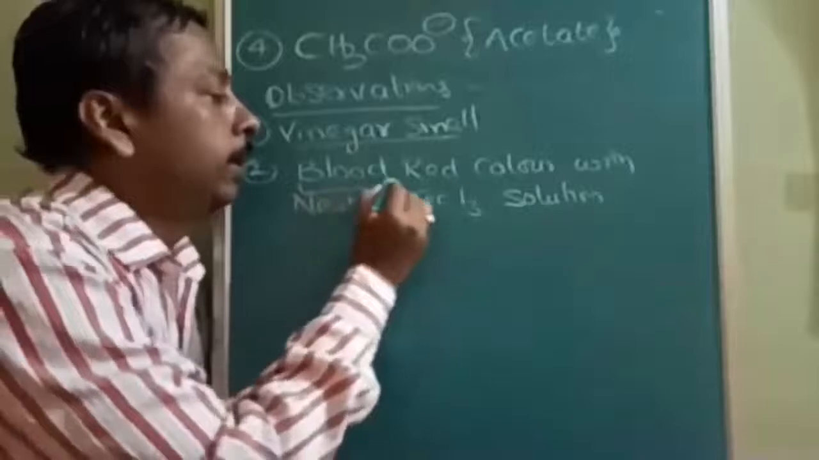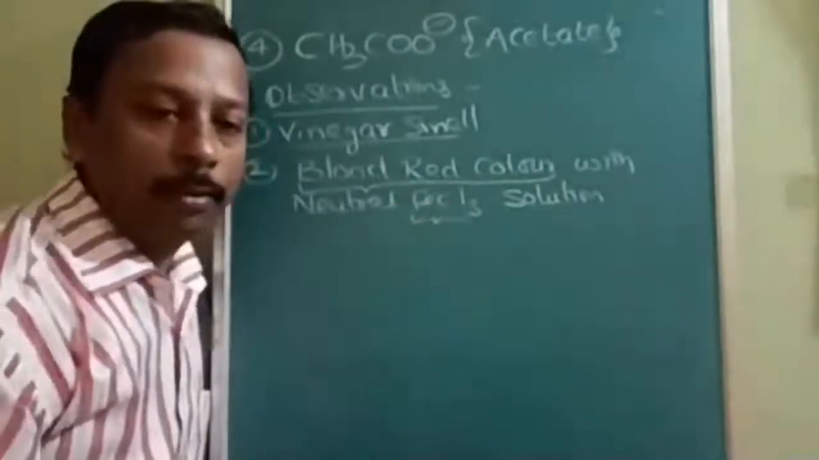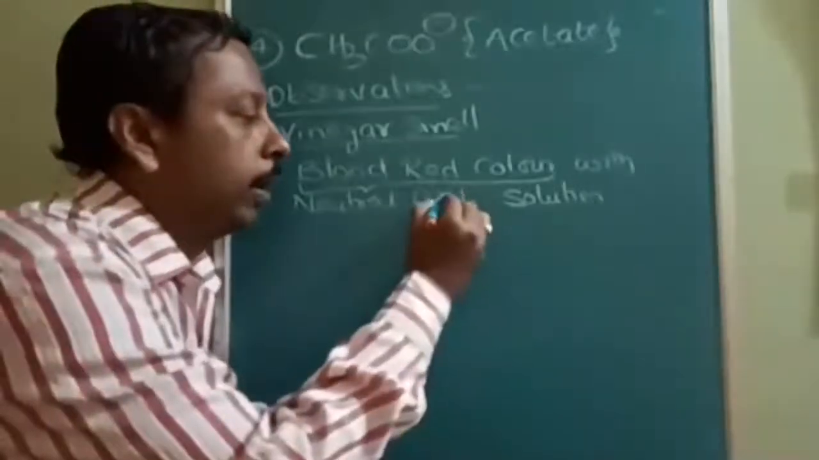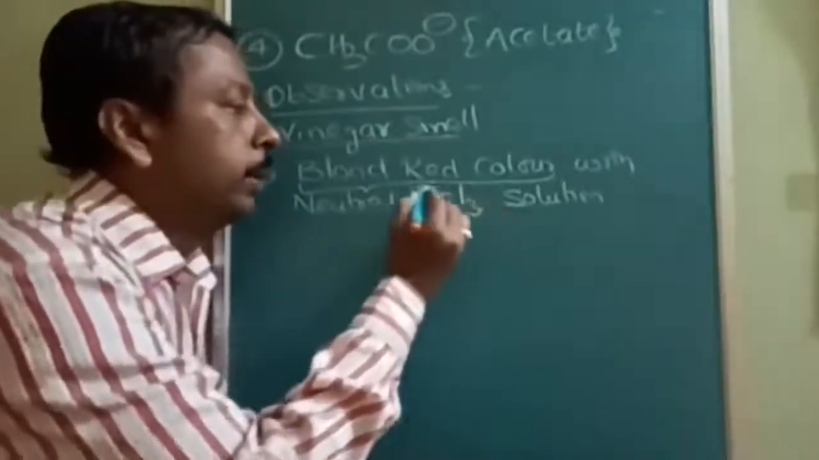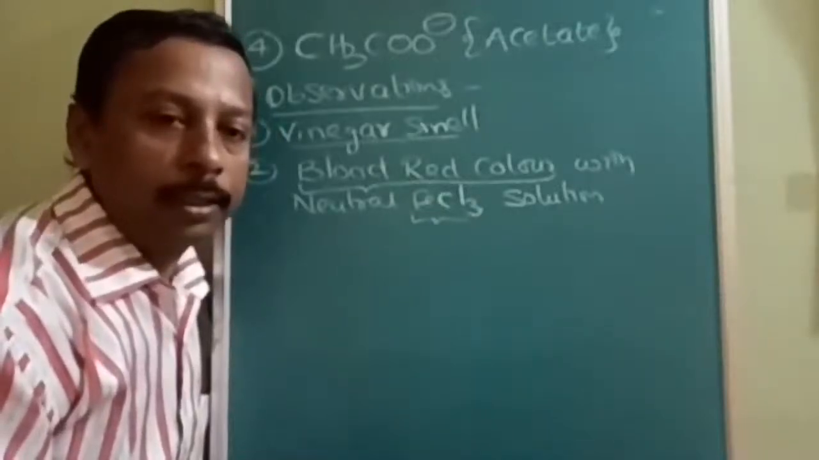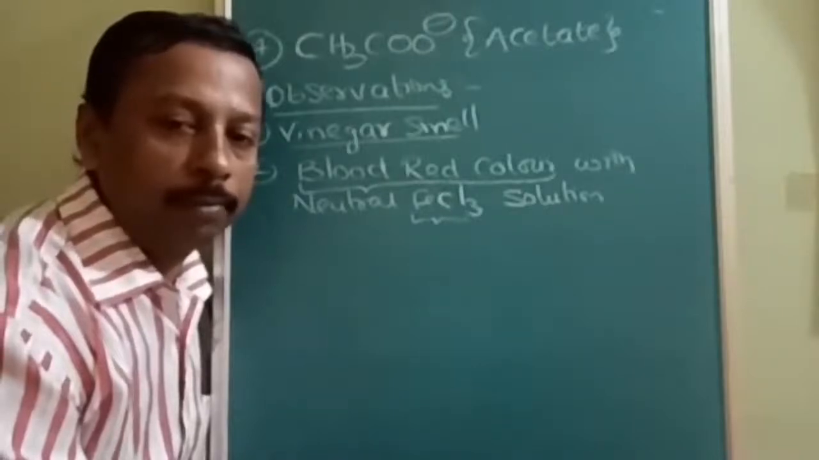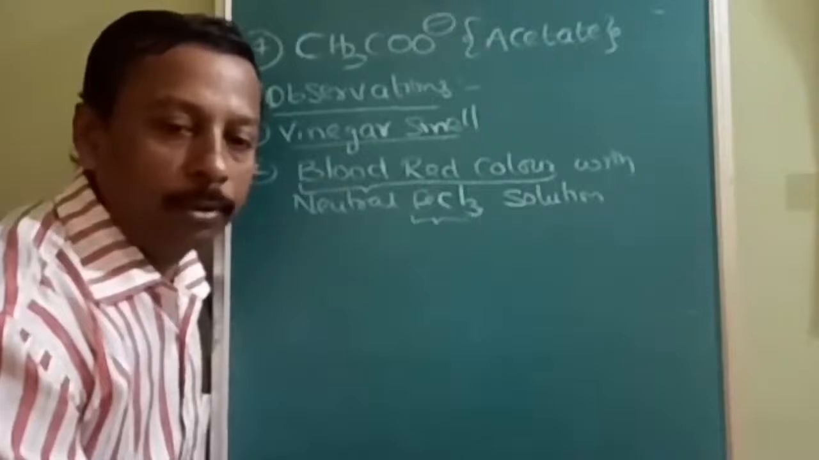Second thing is blood red color. When you add neutral FeCl3 to the given solution, if it is converting into blood red color, that confirms the presence of acetate ion. That confirms the presence of what? Acetate ion. Okay? Noted? Note down.